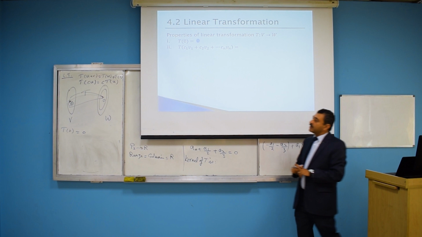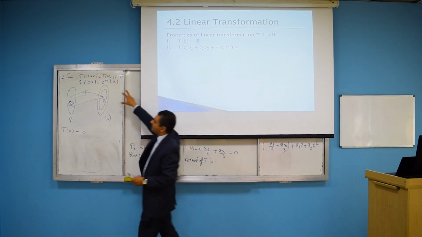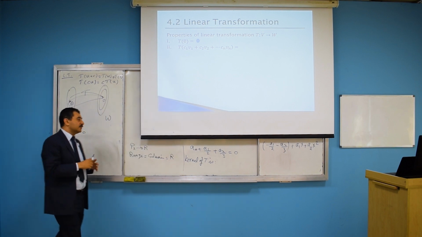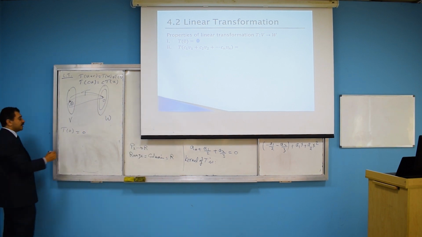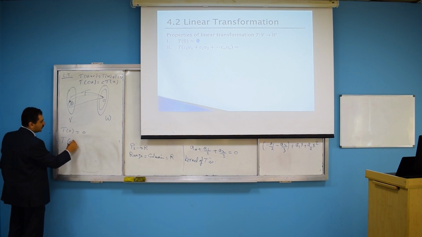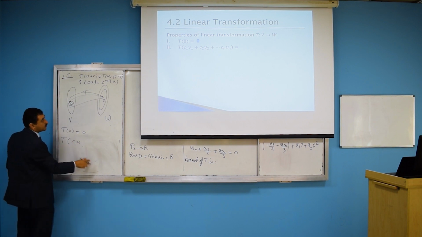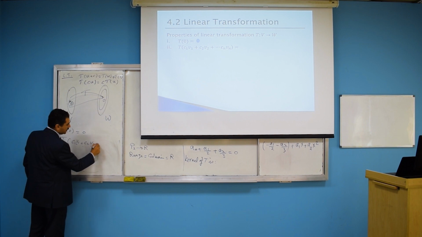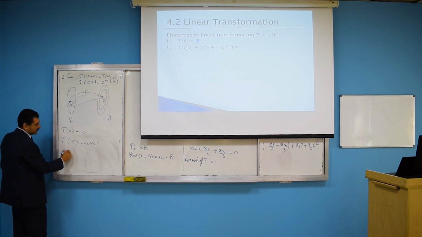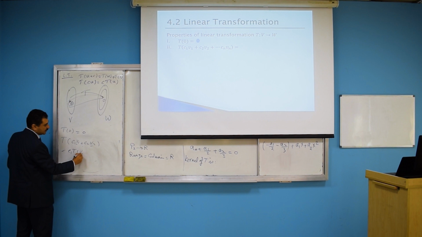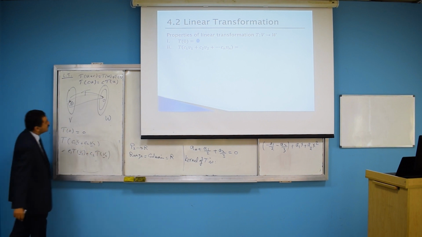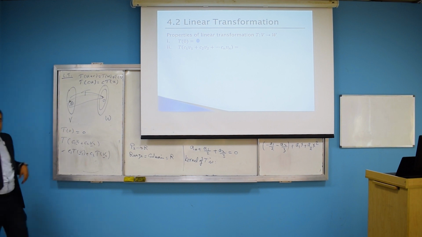You can combine these two properties, this property for the summation and this one for the scaling, into a general linear combination. If you want to transform a linear combination, for example, of two vectors, transformation of c1 v1 plus c2 v2 would be equal to c1 transformation of v1 plus c2 transformation of v2, which is the combination of these two conditions.